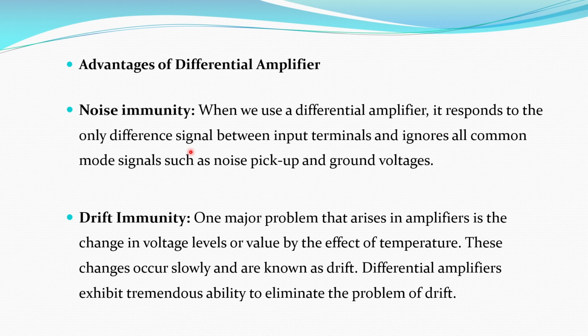The major problem that arises in the amplifier circuit is the voltage level as well as the effect of temperature. Due to the temperature, changes may occur in the differential amplifier. The changes occur slowly, and this is denoted as drift. To eliminate the problem of drift, we are using drift immunity. So the construction of the differential amplifier is used in all those circuits where low drift is very important, such as stages of oscilloscopes and electronic voltmeters.